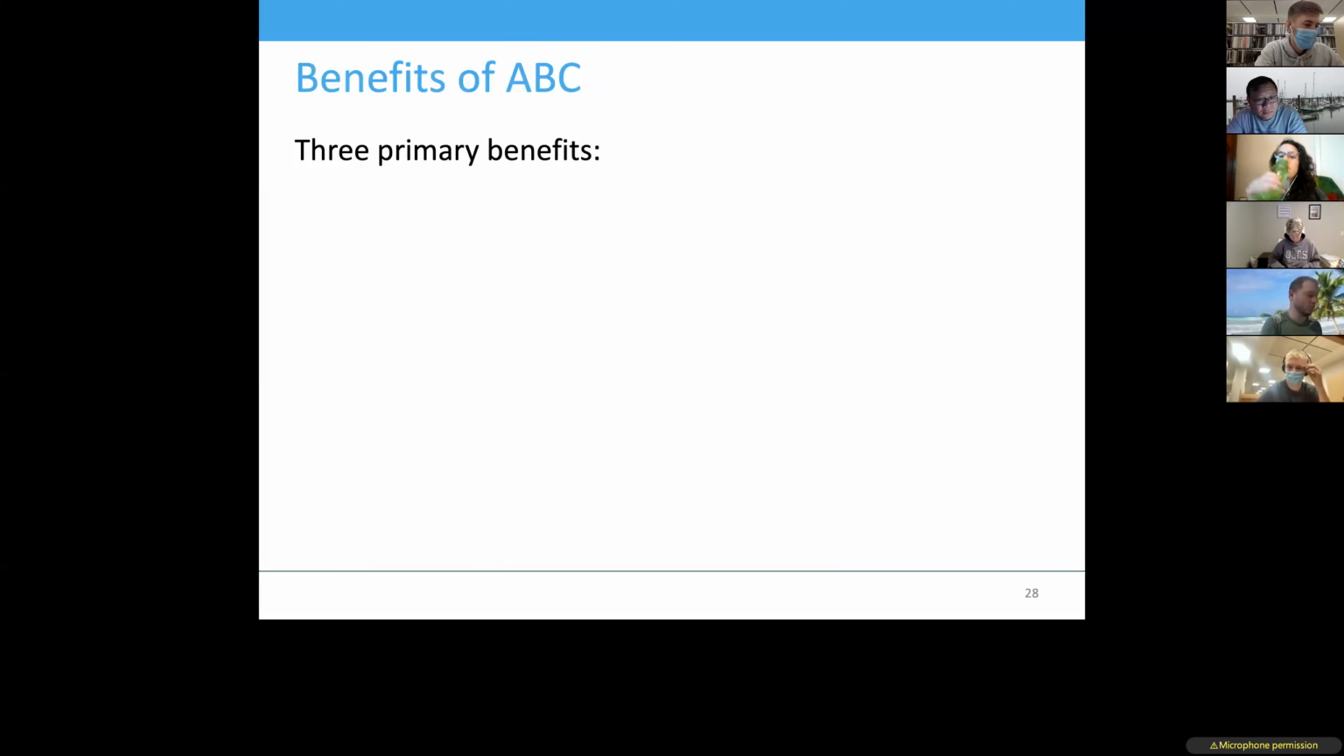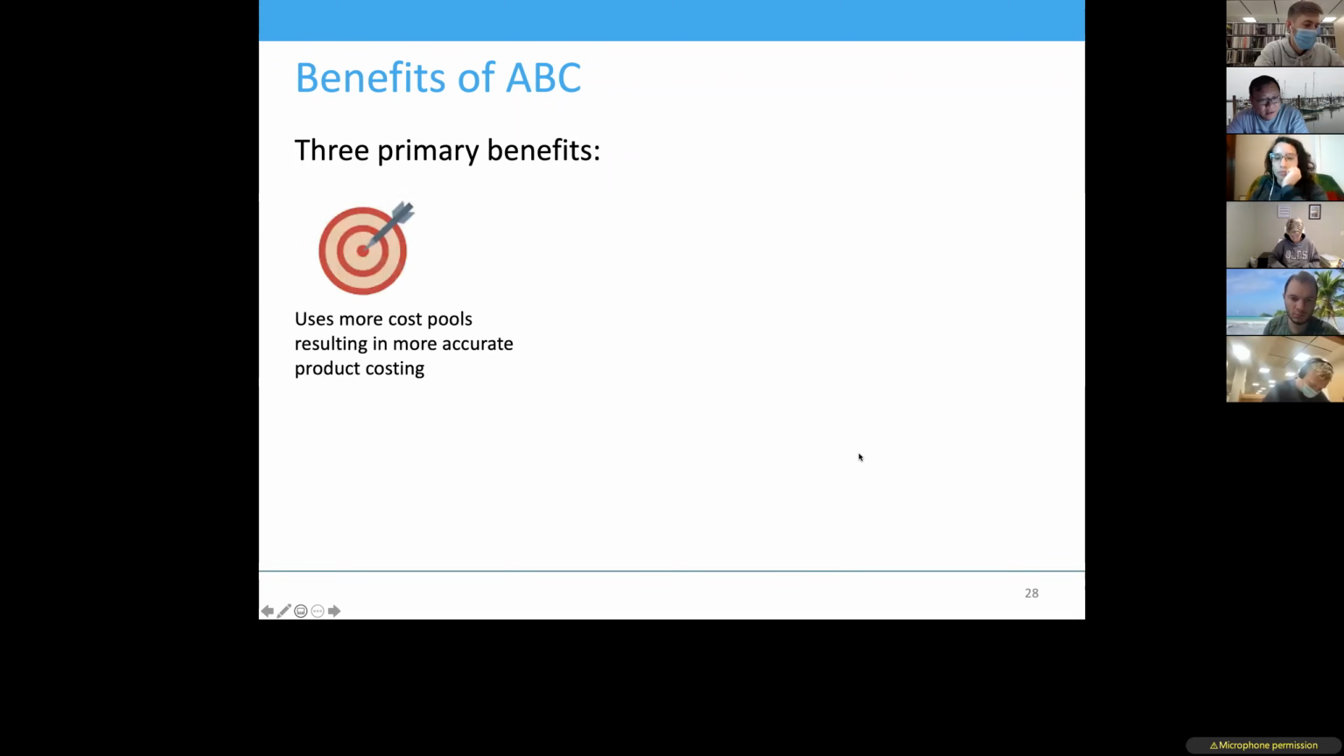Okay. So what's the benefit of ABC? There are 3 primary benefits. First one, once we categorize the overhead cost into separate different cost pools, this allows us to get a better and more accurate product costing.